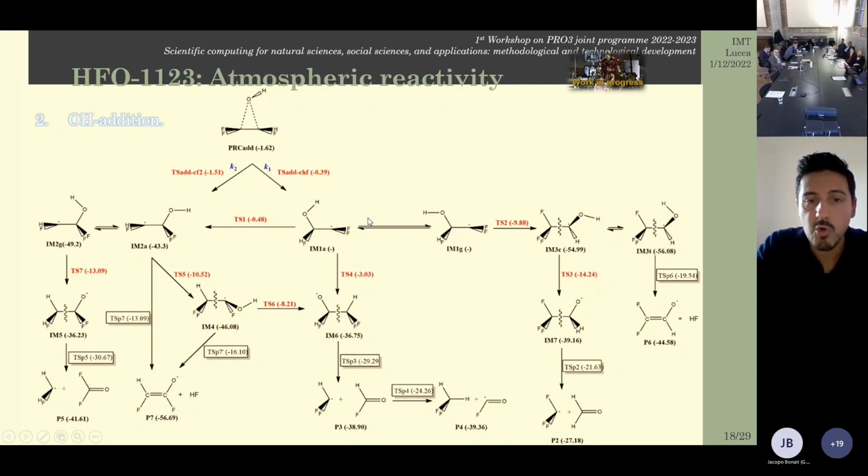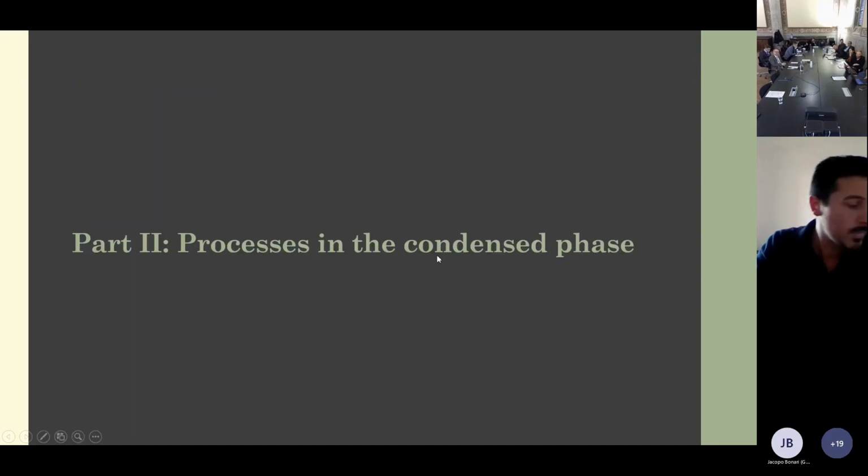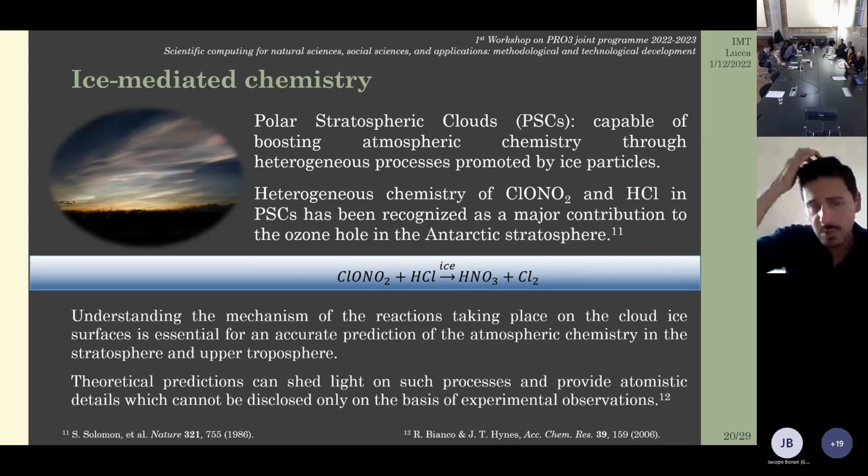Actually, we have explored all the reaction pathways. You can see here the mechanisms. We have identified, let's say, the stable products, and the energies of intermediates and transition states are reported within parentheses. Let me move now to the second topic related to the processes occurring in the condensed phase.